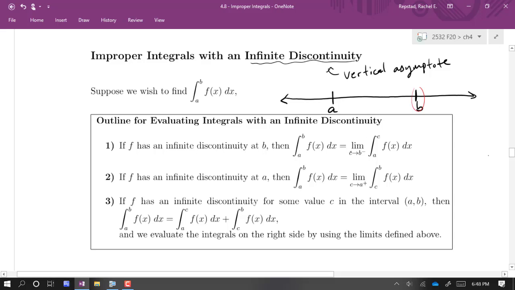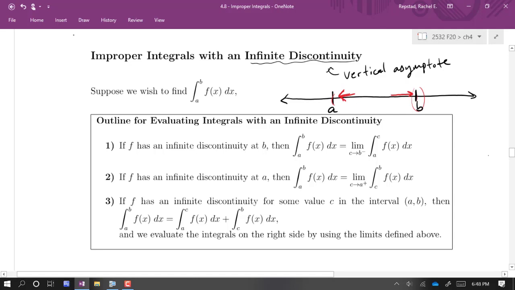And it's going to be the limit as, say, c approaches b from below. I have to approach b from inside the interval, right? So my interval is from a to b. I have to approach b from below. So we evaluate that limit. If the infinite discontinuity is at the lower limit, if it's at a, then I rewrite the improper integral as the limit of the definite integral as c approaches a from above. Again, I have to approach a from within the interval of integration, and we evaluate that limit, similar to how we did those infinite limits, or the limits as x approaches infinity.